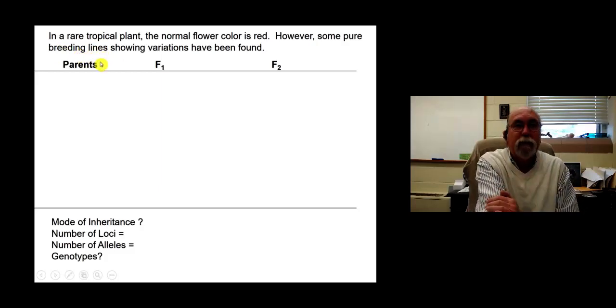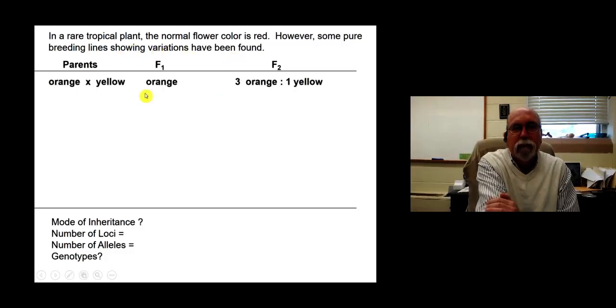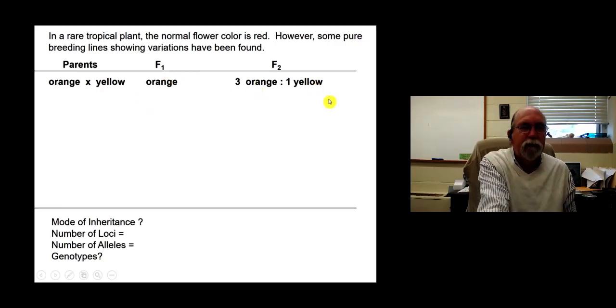When you see that, it tells you that you've got some homozygous stuff going on here. There are variations that are found. Okay, so what are some of those? Well, apparently there's an orange and a yellow. These are parentals, so they're true breeding. When you cross them, you get an orange. When you cross those orange, you get a nice 3-to-1. Okay, that's pretty simple. We've seen that 1,000,000 times.